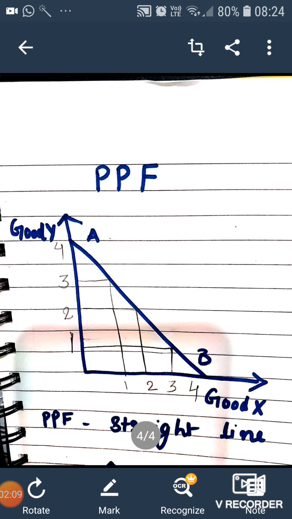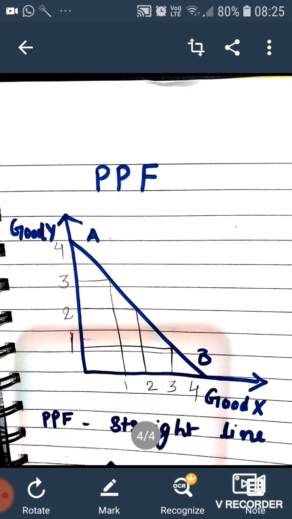Now, in this particular graph, which I have already shown you, there are points 1, 2, 3, 4. Good x, each time we are increasing 1 unit of good x. So, what is the sacrifice every time? See, when we are moving from 4 to 3, 1 unit of gain and 1 unit of sacrifice.